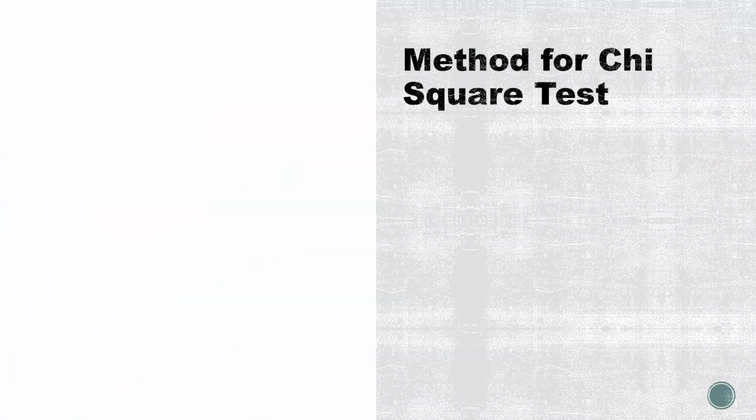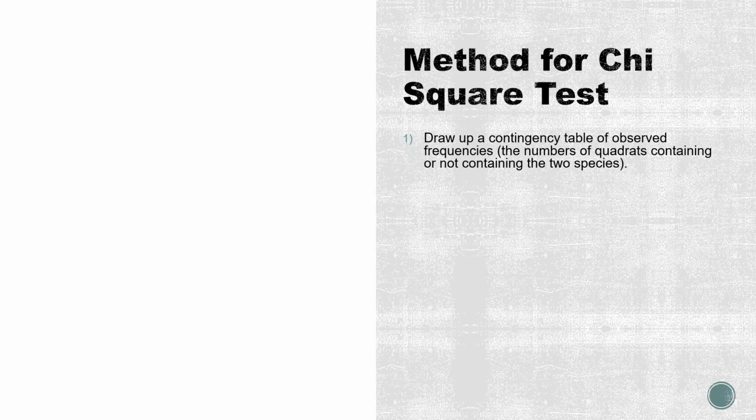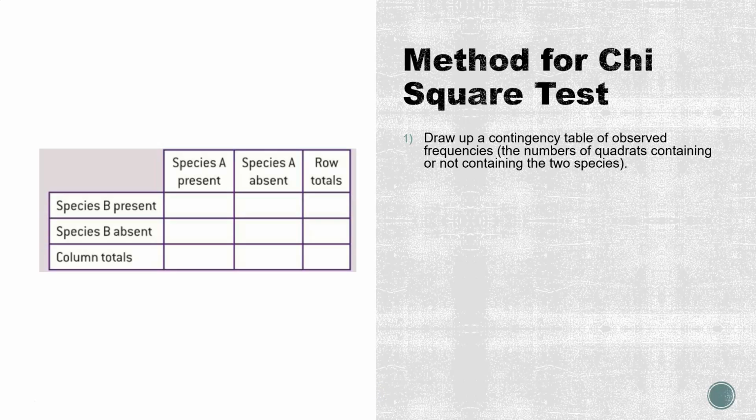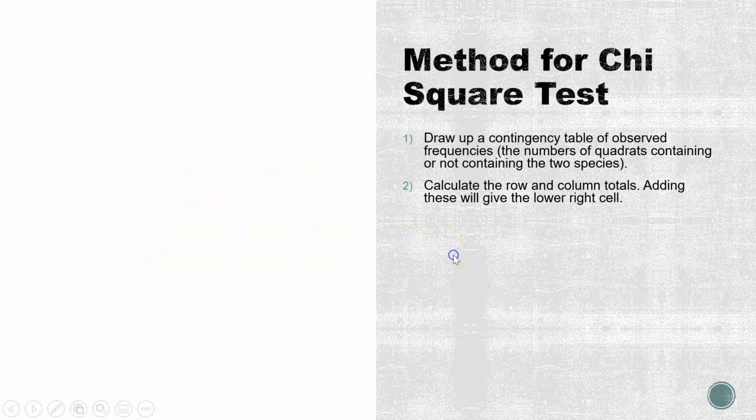Alrighty, our method for our chi-squared test. Are you ready? And you will practice this in class. First up, draw up a contingency table of observed frequencies: the numbers of quadrats containing or not containing the two species. So we've got species A present, species A absent, species B present, species B absent. Here, both species A and species B would be present. Here, species A would be absent, but species B would be present. You need to ensure you fill in your totals, okay? So calculate the row and column totals, adding together what's in the rows and columns.